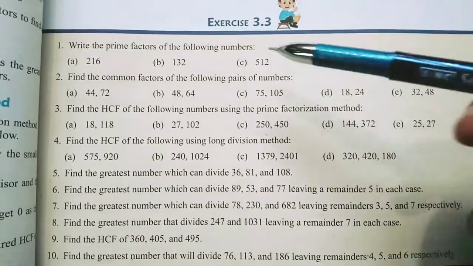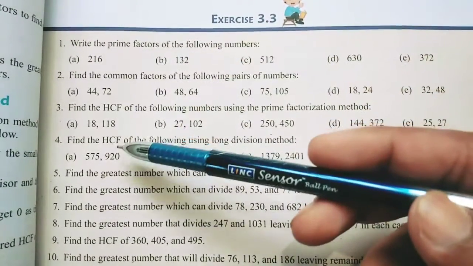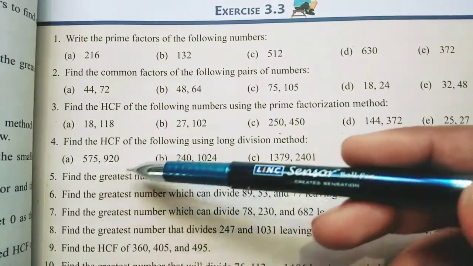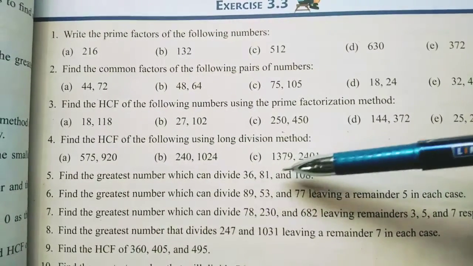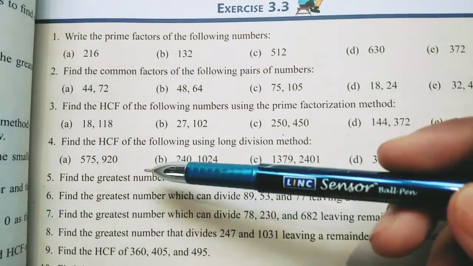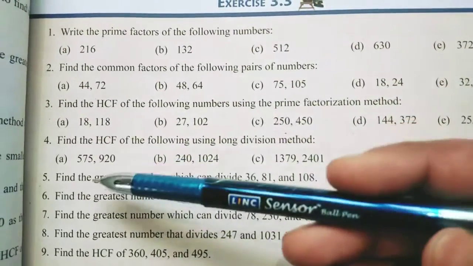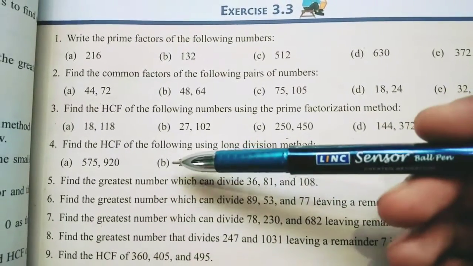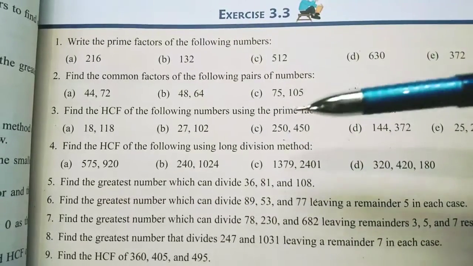So we were doing exercise 3.3 and I have solved up to question number 4. Now today, question number 5: find the greatest number which can divide 36, 81 and 108. This is a word problem, so you have to understand it nicely. You have to find the greatest number. What number will divide these three numbers? That common greatest number you have to find.